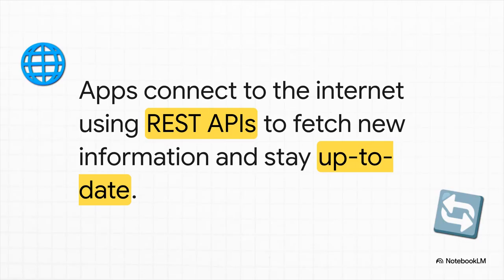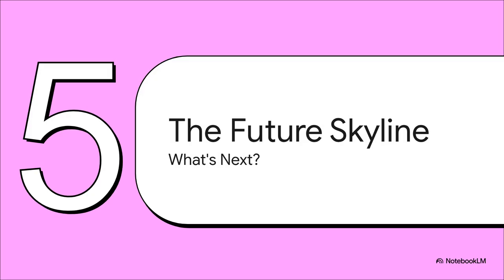But what about brand new information? Like, how does Instagram get new posts for your feed? For that, apps have to connect to the outside world, to the internet. And they do that using something called a REST API. You can literally think of it as plugging our entire skyscraper into the global power grid, just getting this constant stream of fresh data. And there you have it.